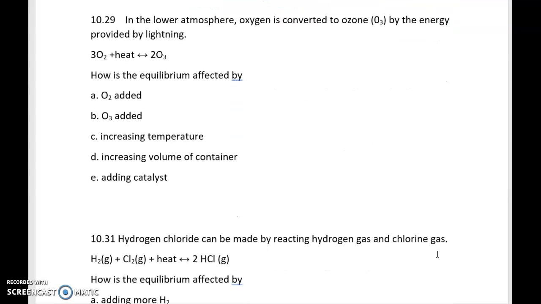Okay, so let's look at some problems. In the lower atmosphere, oxygen is converted to ozone by energy provided by lightning. So we've got 3 O2 plus heat giving us 2 O3. If I add a reactant, we would expect to make more product. If I add my product, I would expect to go this way and make more of the reactant. I'll shift toward the reactants.